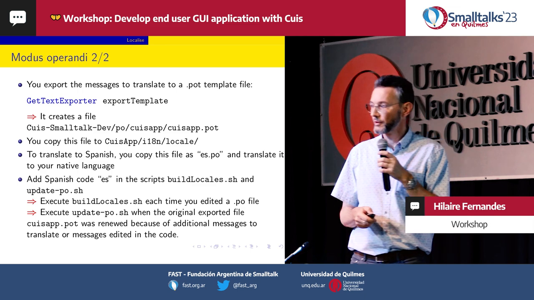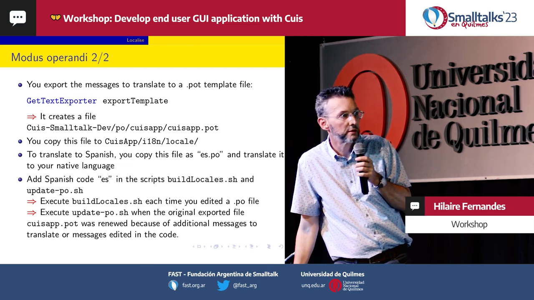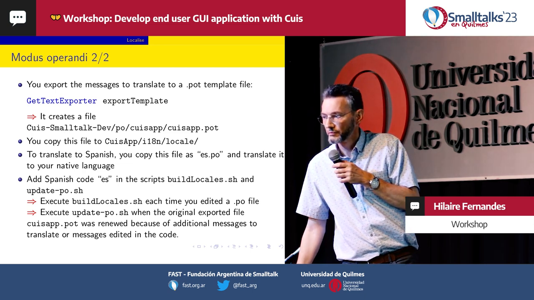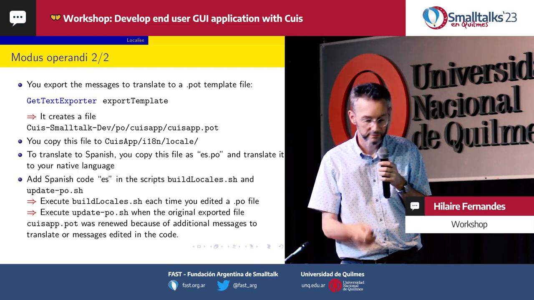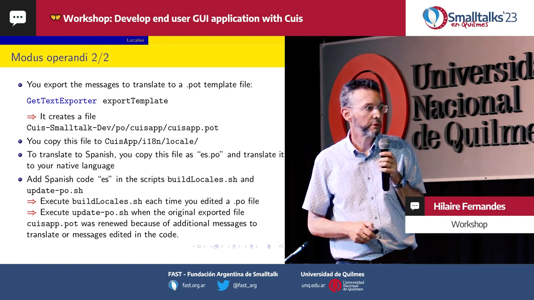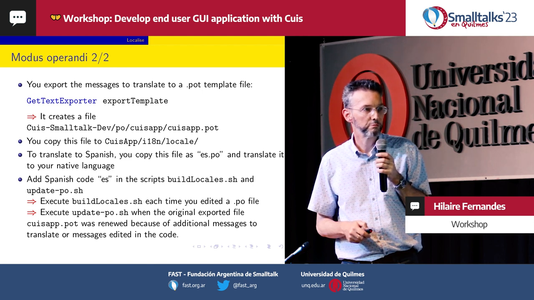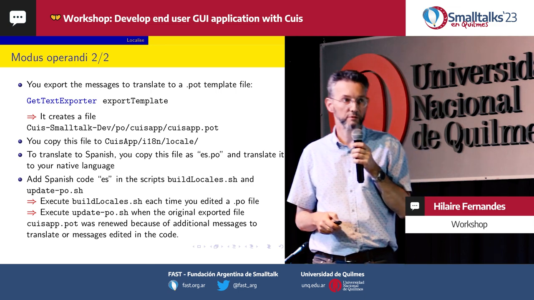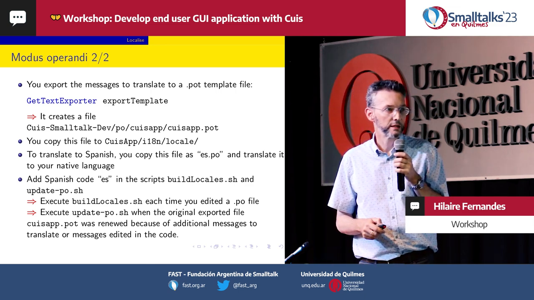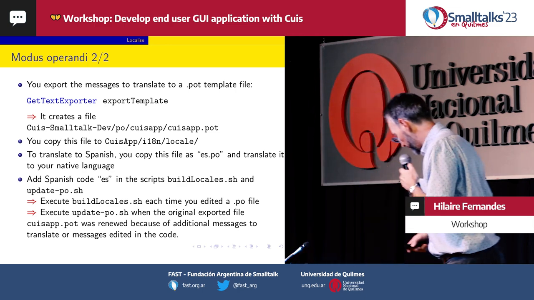So the next thing, once we have said where are the messages, we ask the system to export that file. This is the gettext export template. So it will create for us a file in this directory. It will create all this thing. So PO, I don't know why PO, but that's an extension file called the message container. This is our domain. And this is the collection of the files to translate. I can show you very soon.